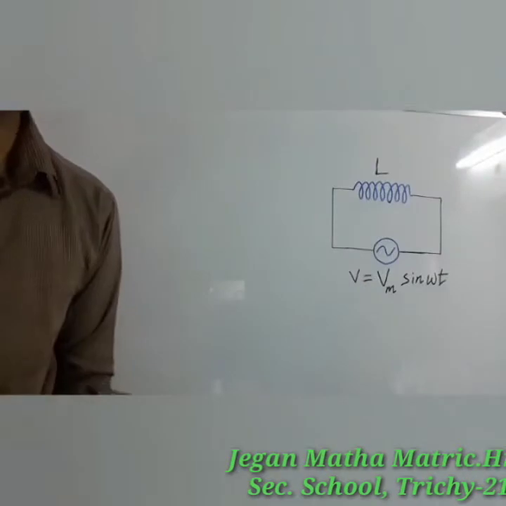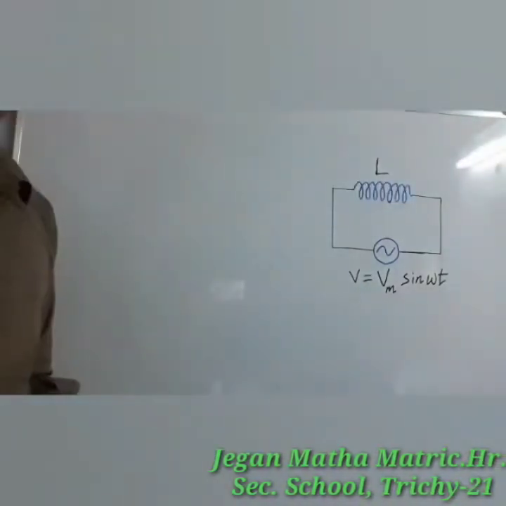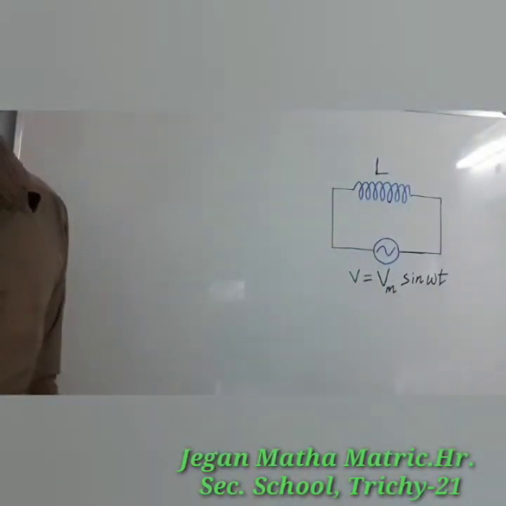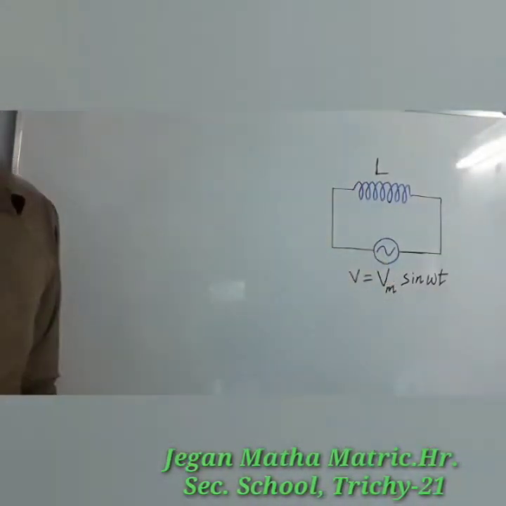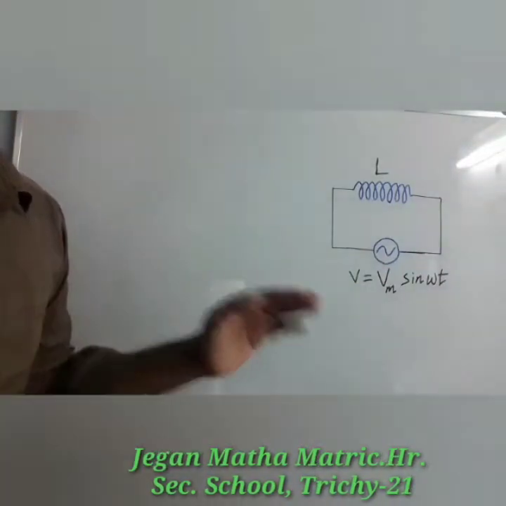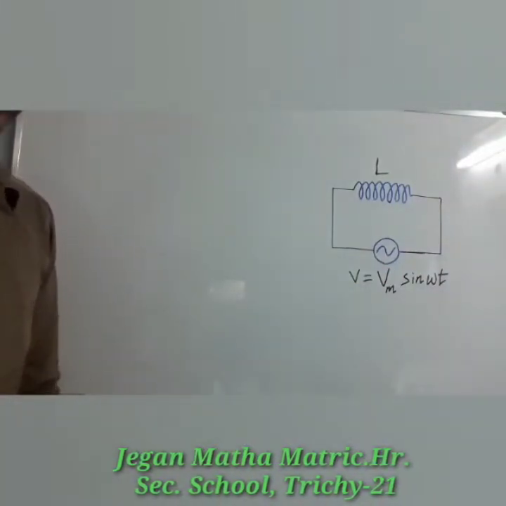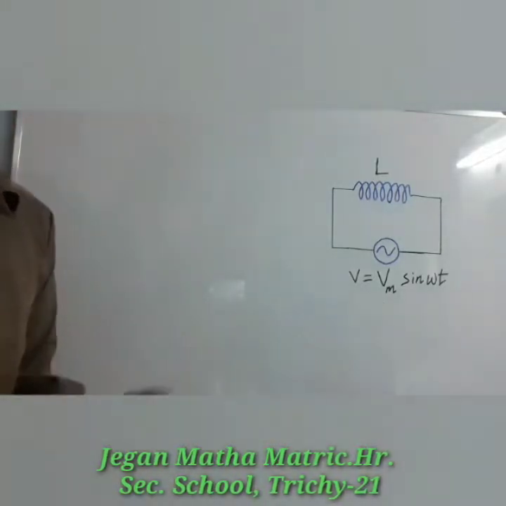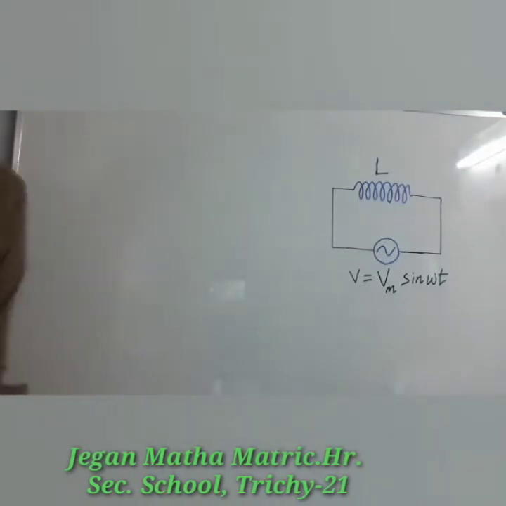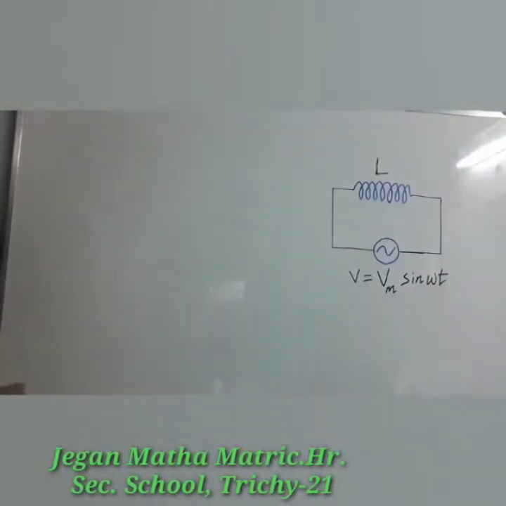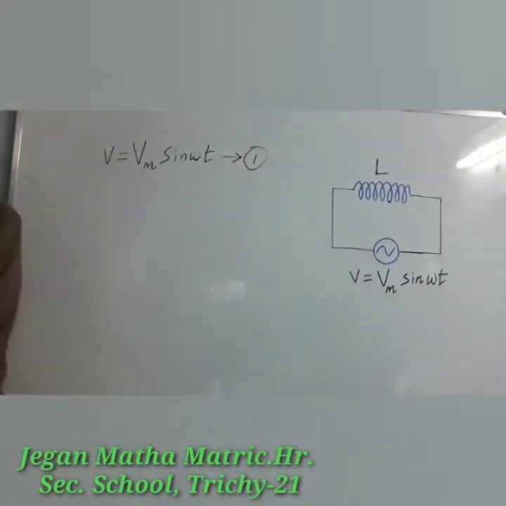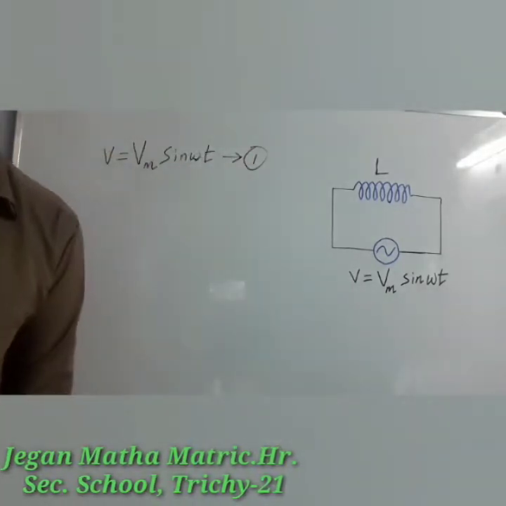Consider a circuit containing a pure inductor of inductance L, which is connected across an alternating voltage source. Here is the symbol for alternating voltage. The instantaneous value of the alternating voltage is given by this expression. Once again, I am going to write the expression of the alternating voltage. Let us take this expression as the first equation.